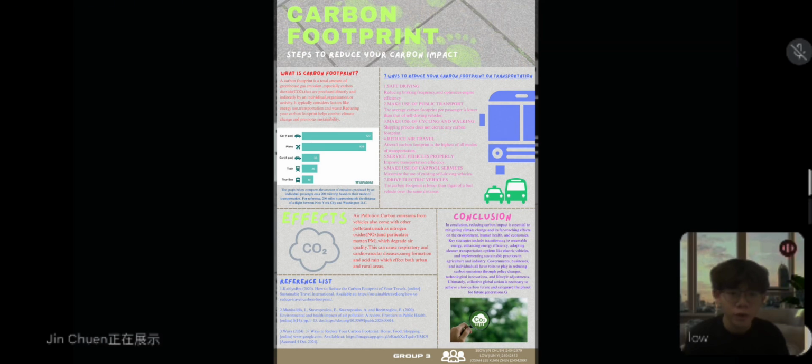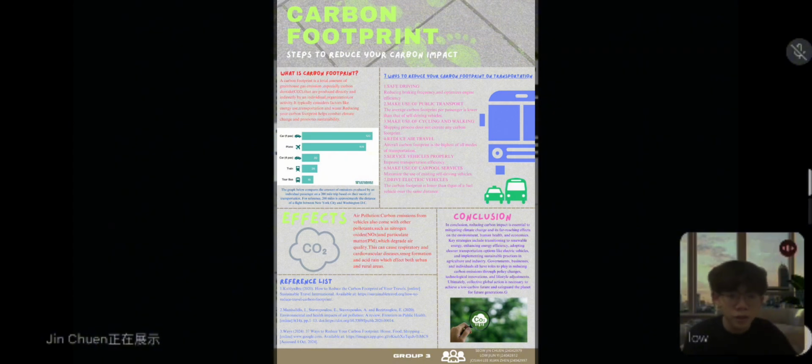For the third one, make use of cycling and walking. For example, walking does not create any carbon footprint. For the fourth one, reduce air travel. Aircraft carbon footprint is the highest of all modes of transportation. For the fifth one, service vehicles properly. For example, it improves transportation efficiency.